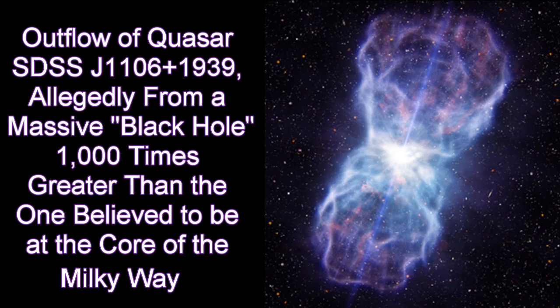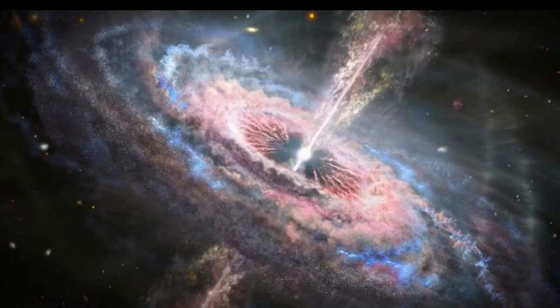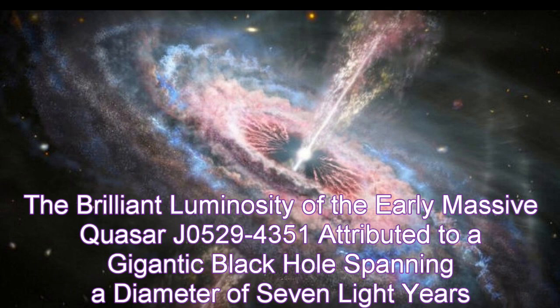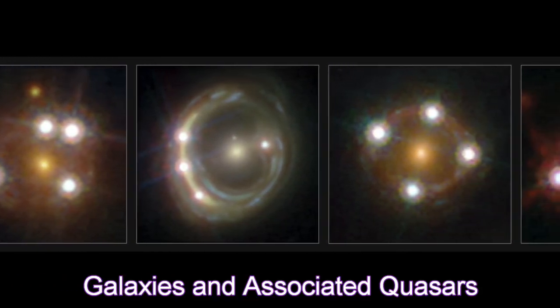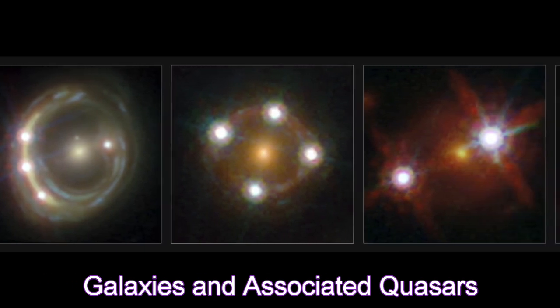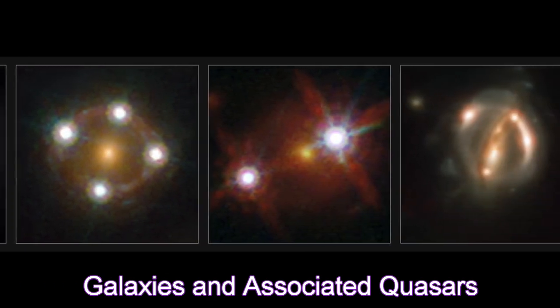Outflow of quasar SDSS, allegedly from a massive black hole 1,000 times greater than the one believed to be at the core of the Milky Way. The brilliant luminosity of the early massive quasar J05294351 attributed to a gigantic black hole spanning a diameter of 7 light years. Galaxies and associated quasars.